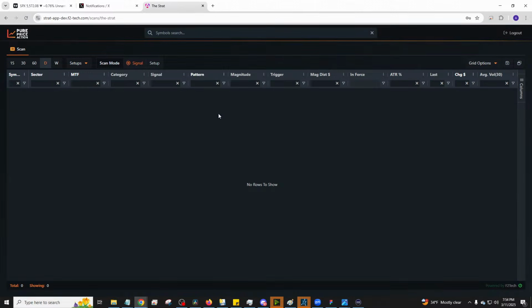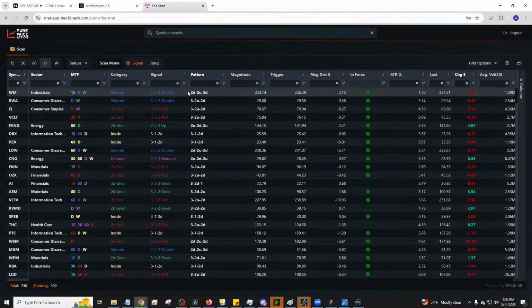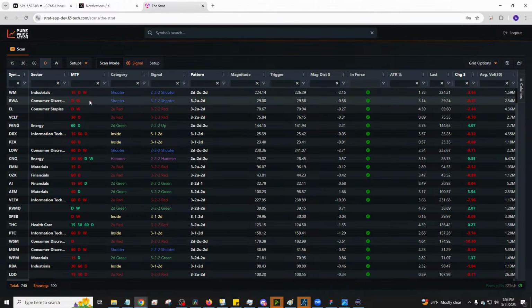So this is currently what the scanner is looking like. We still have some things that I want to change with it. But what it's going to allow you to do is scan for signals. And we will also be able to scan for continuity up or down.